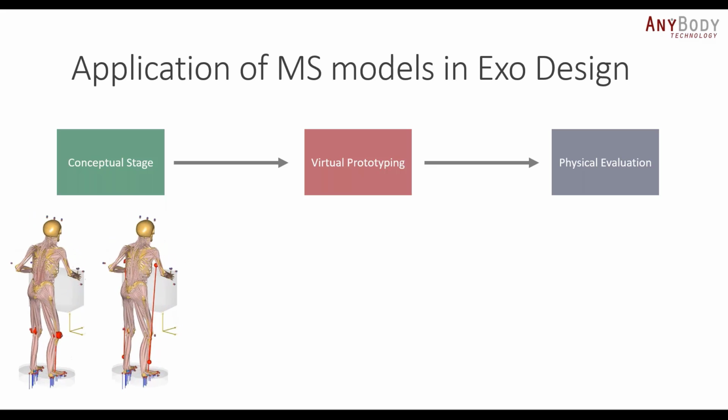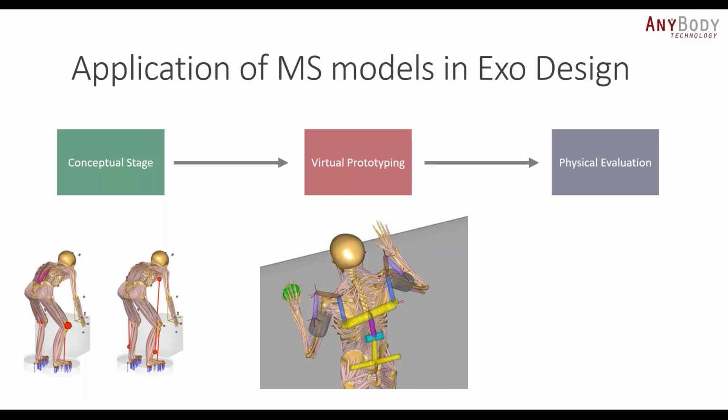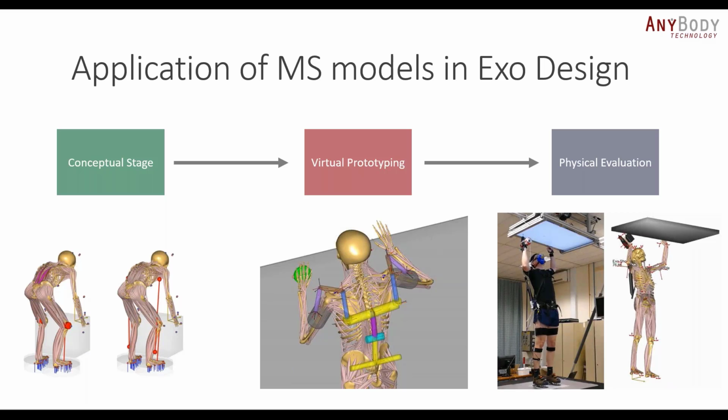Once a concept is identified, you move on to the virtual prototyping stage where you try to build a detailed digital model around this exoskeleton concept. And eventually you reach the last stage, which is the physical evaluation, where you can work with a physical prototype of your device and then test it in the lab or in the field and document the effects of this exoskeleton using musculoskeletal models.